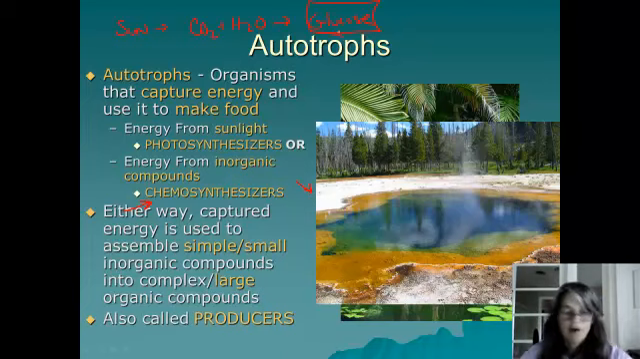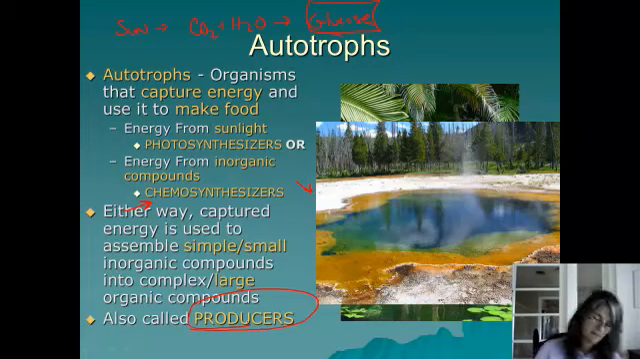So, autotrophs are also called producers because they are the foundation of the food web on planet Earth. They are the ones that harness that sunlight, or if they're a chemosynthesizer, the inorganic compounds produced by the Earth. But let's just focus on the sunlight for a second. Producers take in the sunlight, convert it to food, and then everything else can get at that energy because everything else can either eat the plants or eat the animals that eat the plants.